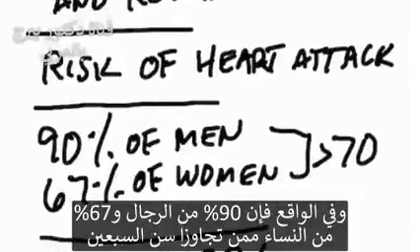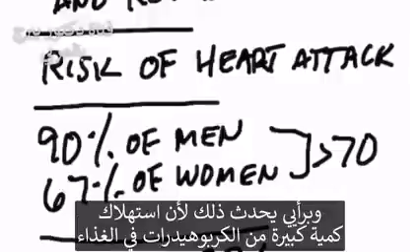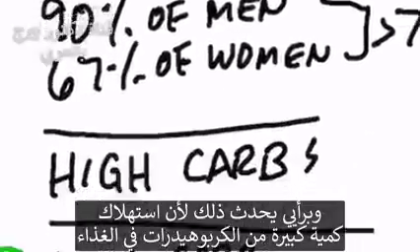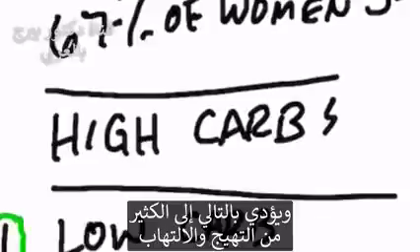In fact, 90% of men and 67% of women over the age of 70 have some amount of calcium in their arteries. And personally, my opinion of why this is, is that consuming high amounts of carbohydrate in your diet is like taking steel wool and sanding the inside of your arteries. It creates a lot of irritation, a lot of inflammation.